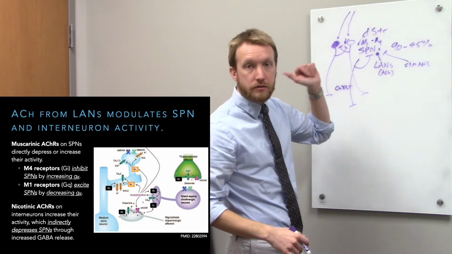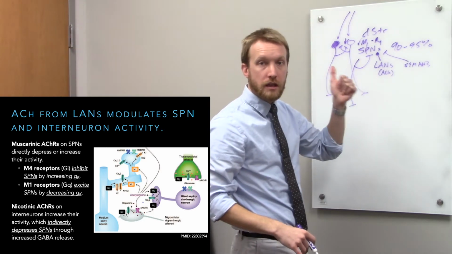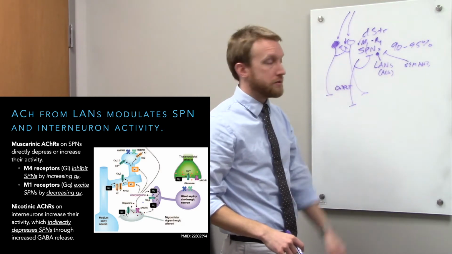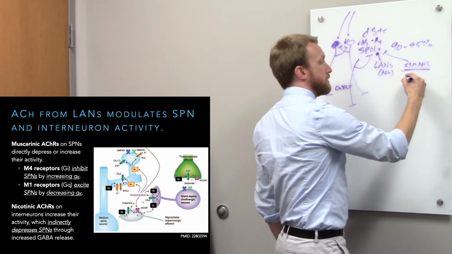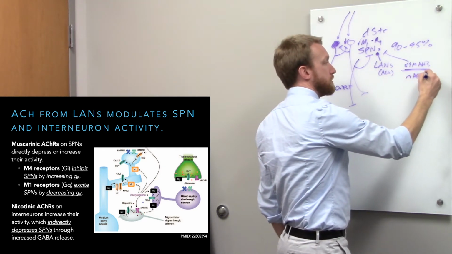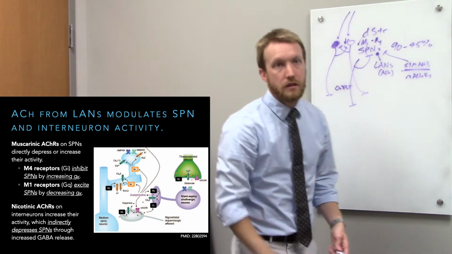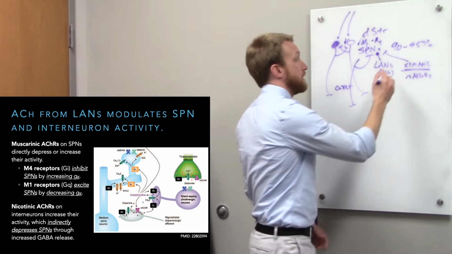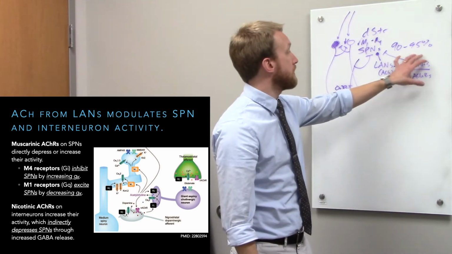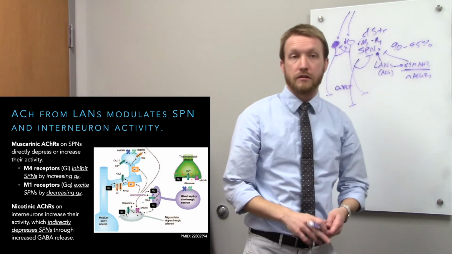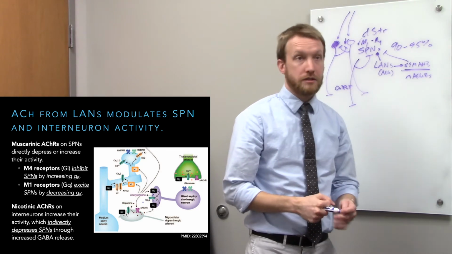And we're going to soon find out that we have 2 populations of spiny projection neurons that can be separated based on their dopamine receptor content and their acetylcholine receptor content. In our interneurons here, we have nicotinic acetylcholine receptors. So the large aspiny neurons are going to stimulate these small and medium aspiny neurons that then inhibit spiny projection neurons to decrease their excitability.